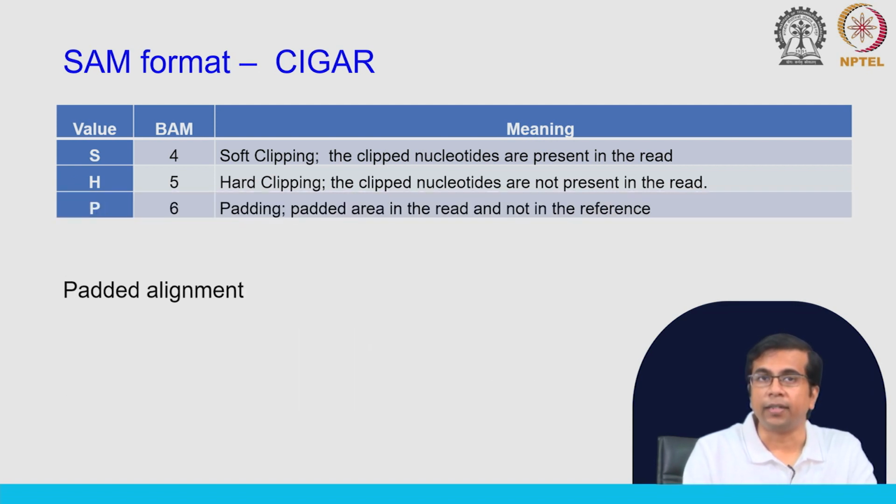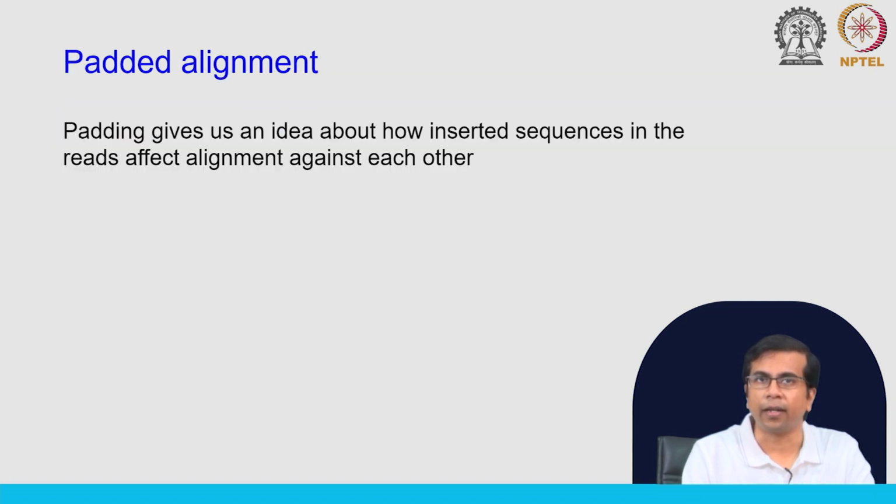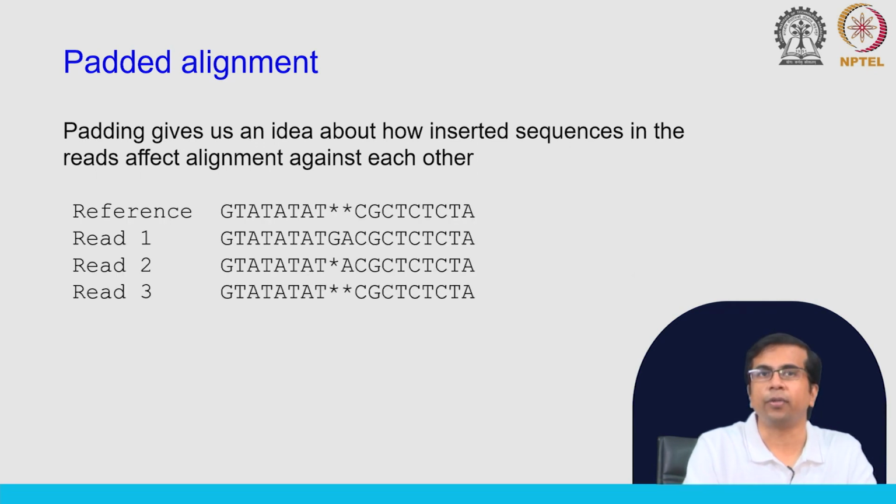There is a final concept which is called the padded alignment. This gives us an idea about how inserted sequence in the reads affects alignment against each other. This will take a bit of explanation. What do I mean by padded alignment? Padding gives us an idea about how inserted sequence in the reads affects alignment against each other. It is not comparing to the reference sequence, because in the reference sequence these bases are not present at all. So, let us take this example and then it would be clear.